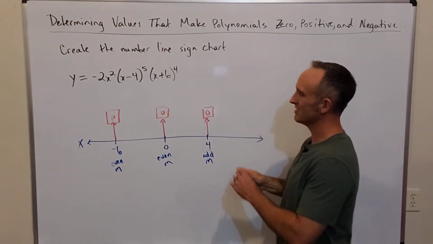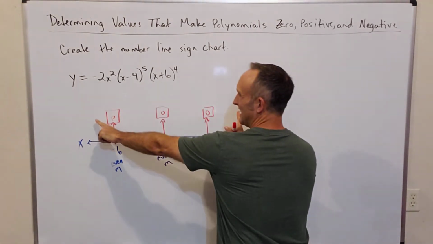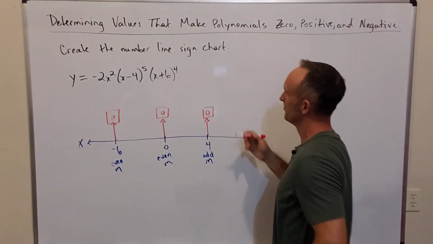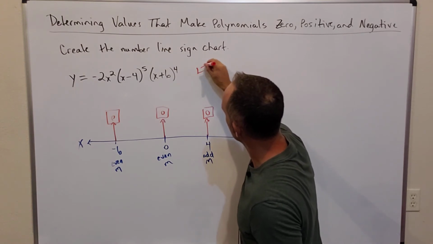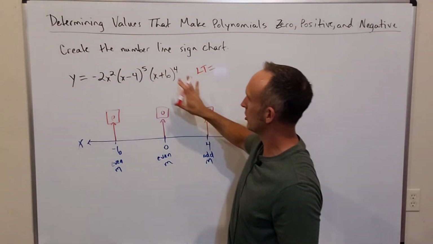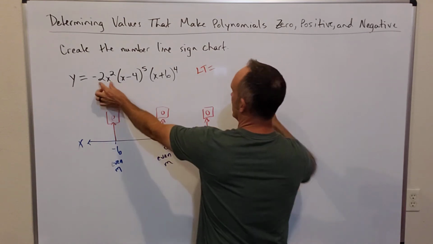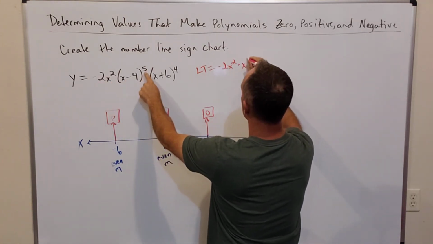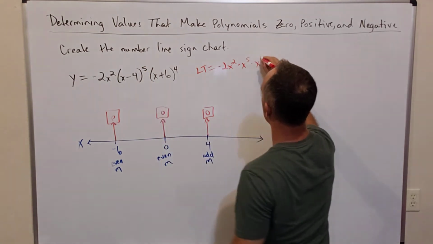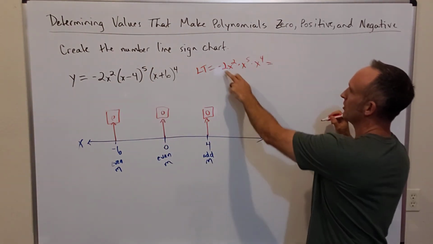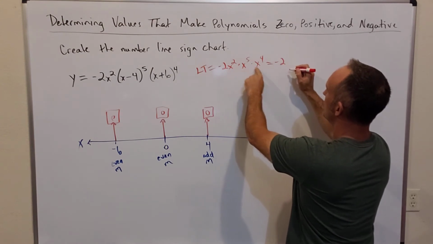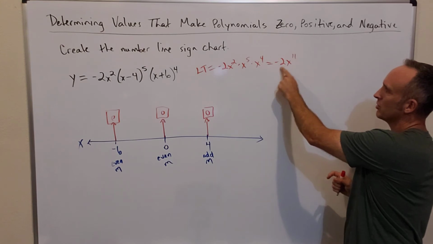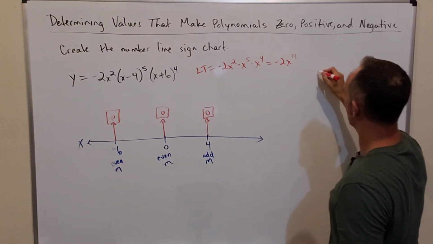Now I need the signs in between, so it'd be nice to get the ends first, the end behaviors, and then I can use my multiplicities to fill in the middle. So my leading term, because this is factored, I have to multiply it all together to get my leading term. So I've got negative 2x squared times x to the 5th times x to the 4th. And when I multiply all that together, I get negative 2x to the 11th. So it's an x to the 11th leading term, but multiplied by a negative, so it's flipped over.